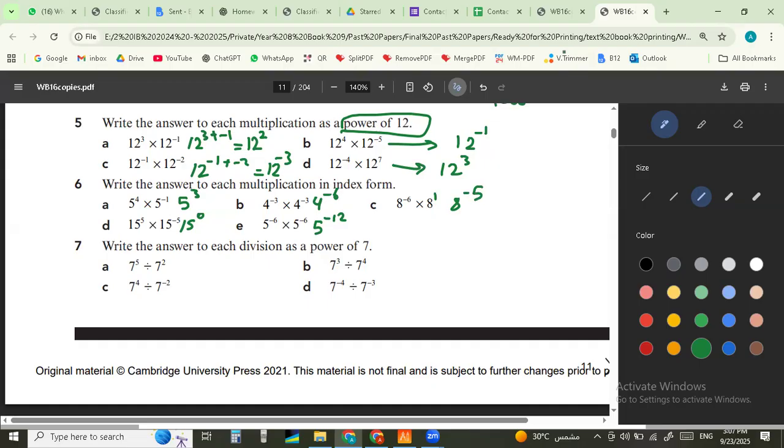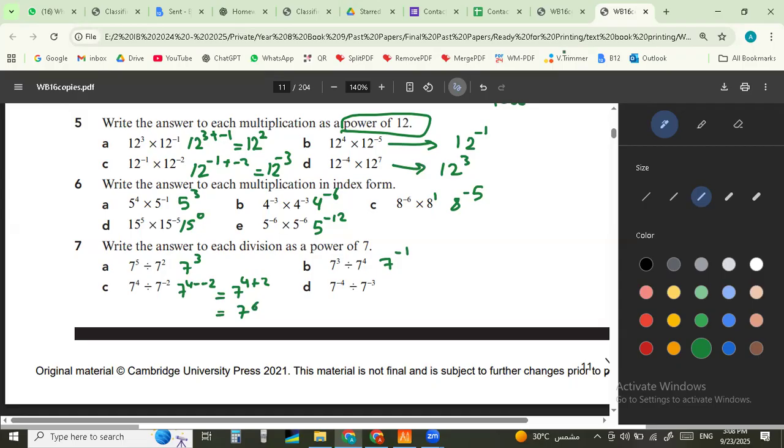Next, in division, we subtract the powers. So 7 to the power of 3, because we subtracted 5 minus 2. And here 3 minus 4 is negative 1, so 7 to the power of negative 1. And here 4 minus negative 2. So it's 7 to the power of 4 minus negative 2, which means it's 7 to the power of 4 plus 2, which means 7 to the power of 6.